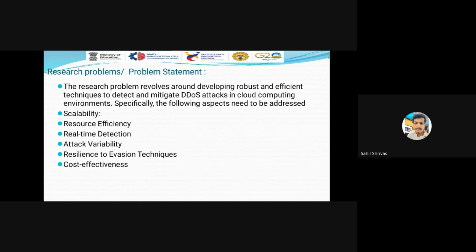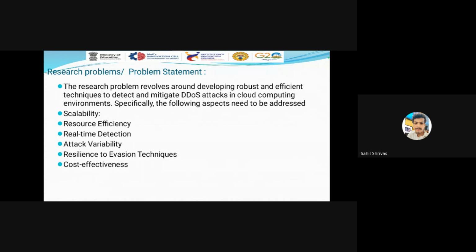Now, next point, resilience to evasion techniques. Attackers often employ evasion techniques to bypass DDoS mitigation measures, such as IP address spoofing, traffic obfuscation, and botnet coordination. There is a need for research into robust mitigation approaches that can detect and mitigate DDoS attacks even in the presence of evasion attempts.